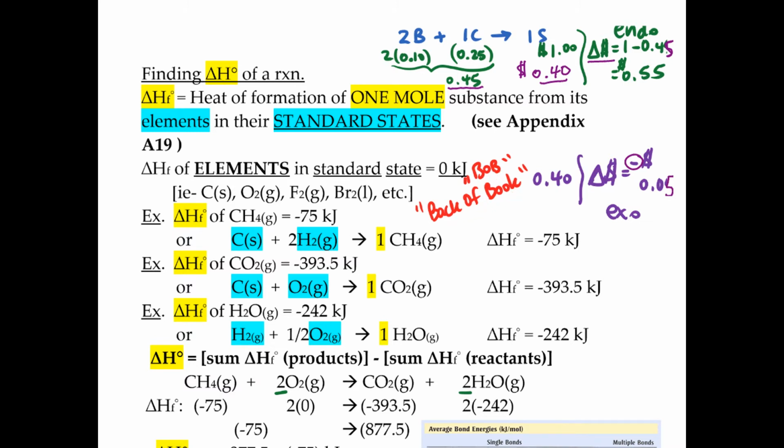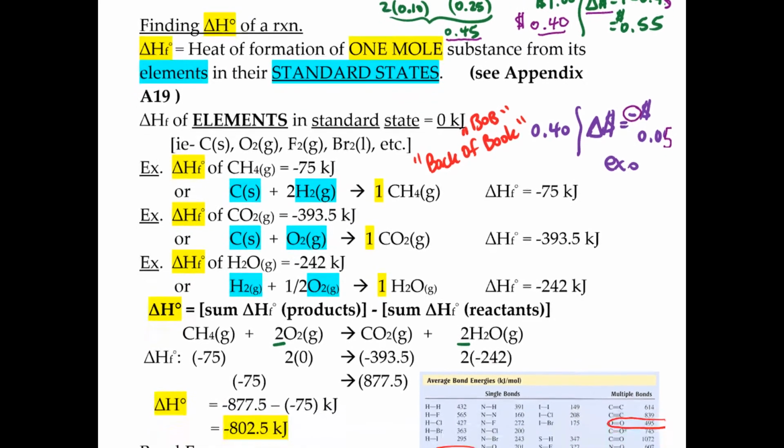And just like we did with our sandwiches, you take the end minus the beginning. So look up the heat costs of all these. We looked them up already. This is negative 75. This is 2 times 0. This is negative 393.5. And this is 2 times negative 242. Again, those are from the back of the book. Of course, you'd be given a chart. And now you're going to do the math.